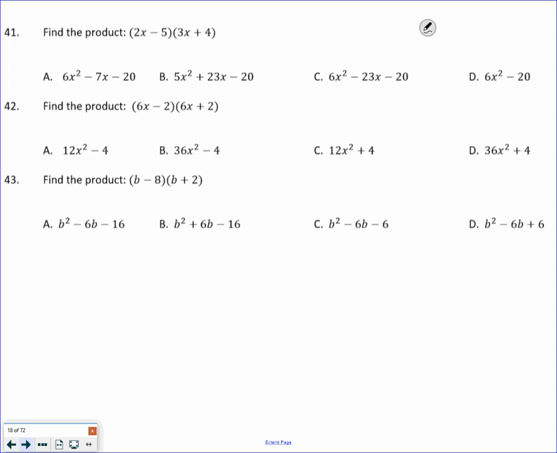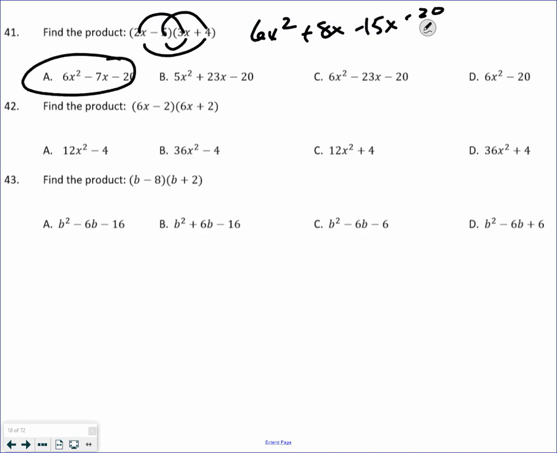More foiling questions. I'm going to go quicker now, though. 6x squared plus 8x minus 15x minus 20. Adding the like terms together. So 6x squared minus 7x minus 20. A is the correct answer.